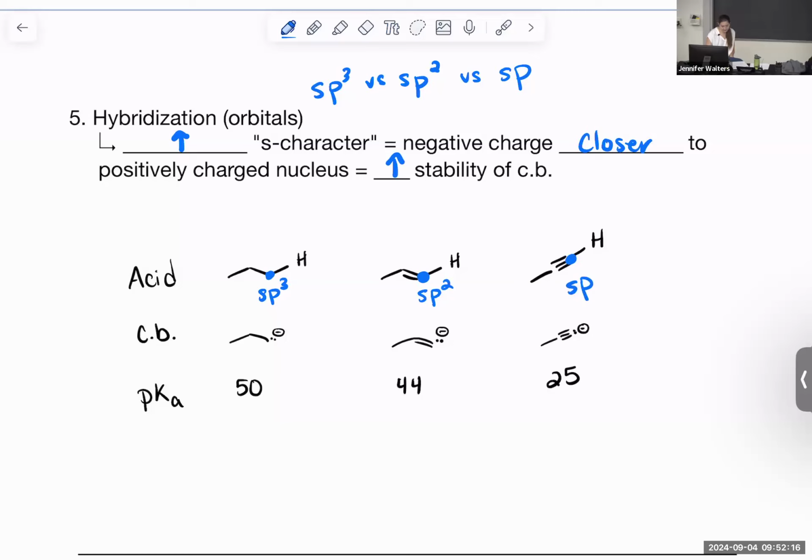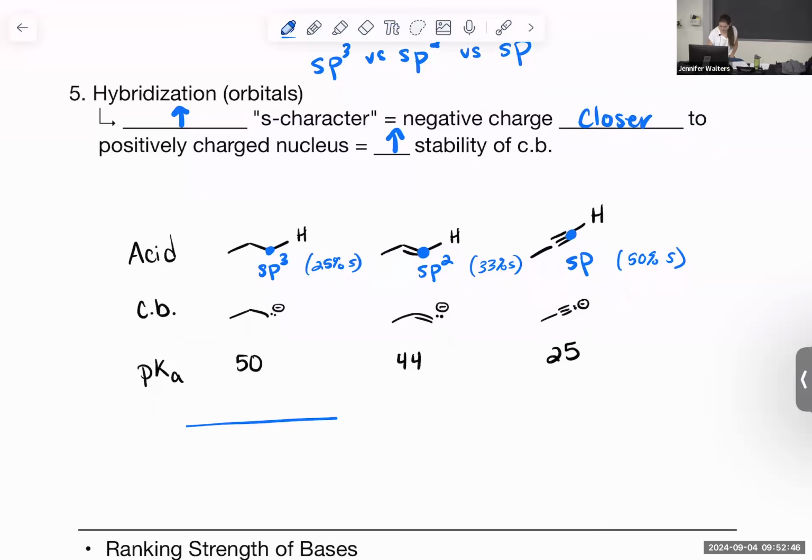So when we look at this, sp3 has 25% s character because 1/4 of the orbitals that got mixed in were s orbitals. So sp2 has 33% s character because it's 1/3 of the orbitals. sp is 50% s character because 1/2 of the orbitals was an s orbital. So that means that we are increasing our s character, which increases our acidity. So we're increasing our acidity with increasing s character.